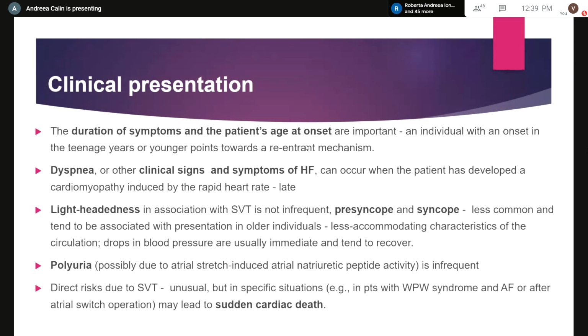And even the risks that are associated with supraventricular tachycardias are not so big. This is unusual. There are specific situations, for example, in patients with Wolff-Parkinson-White syndrome with pre-excitation and atrial fibrillation, or after some interventions like the atrial switch in congenital patients. These supraventricular tachycardias may lead to sudden cardiac death, but these are very rare cases and specific situations.